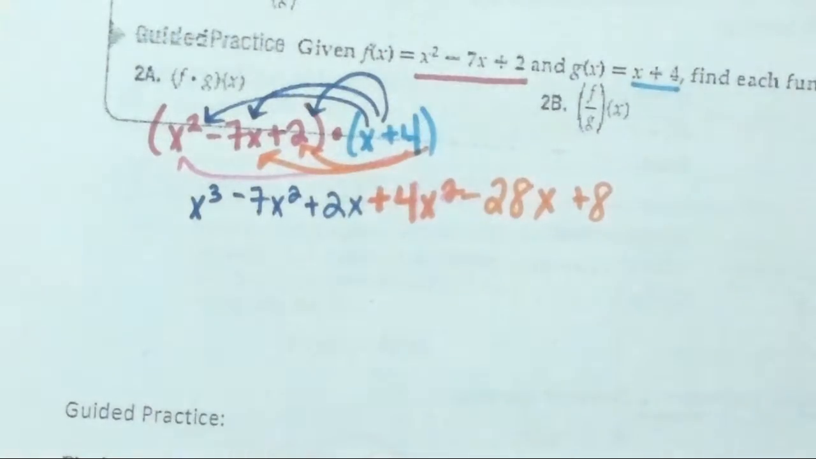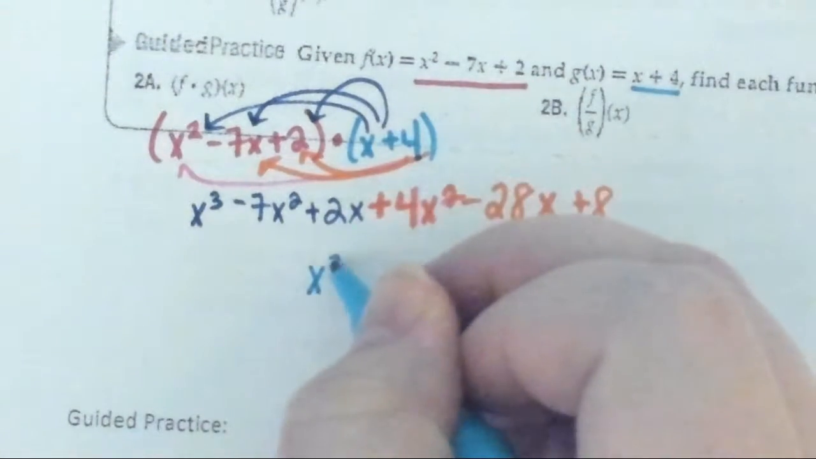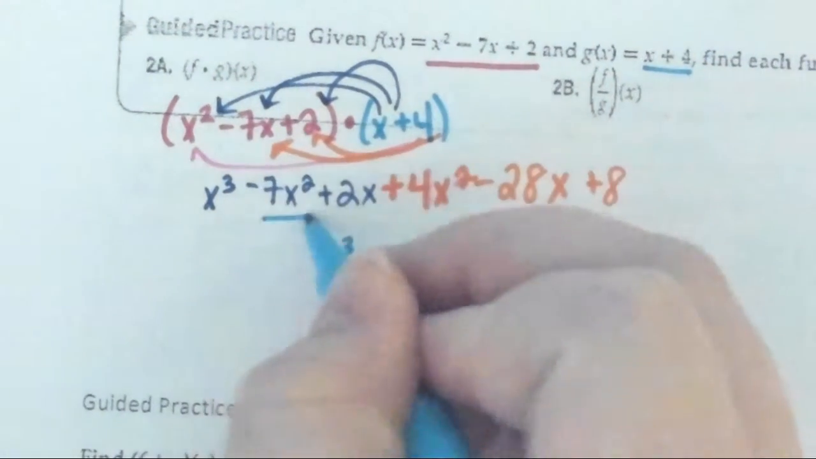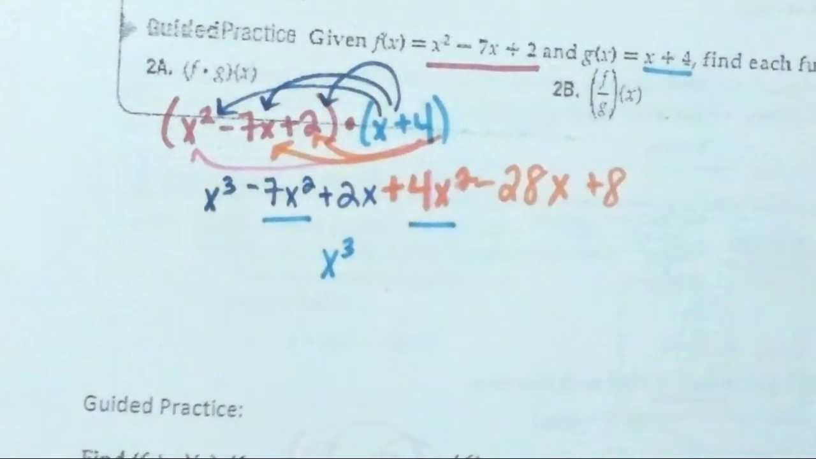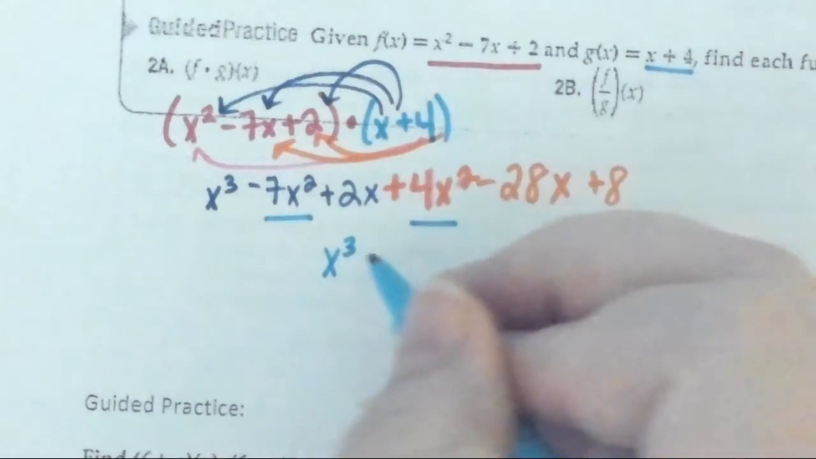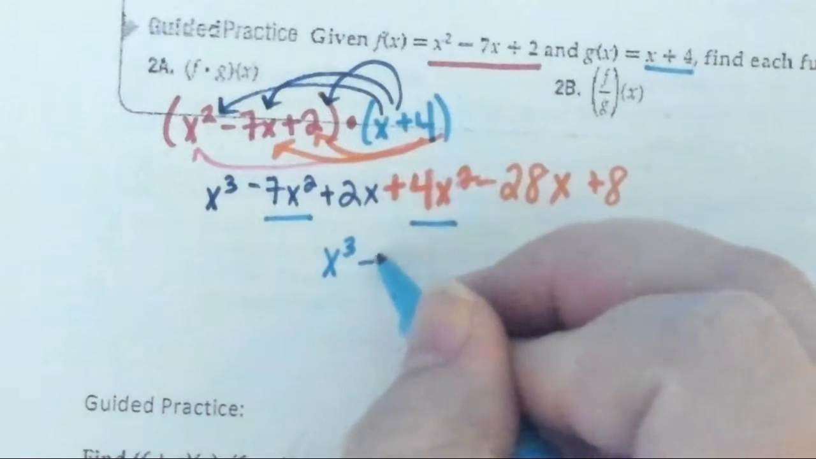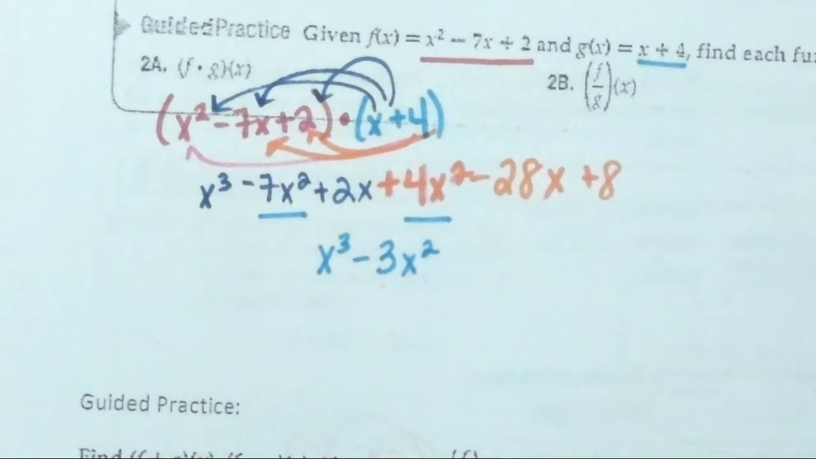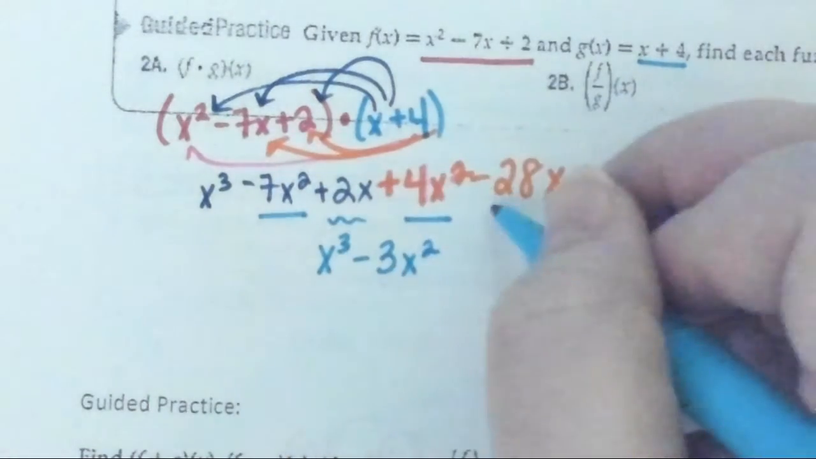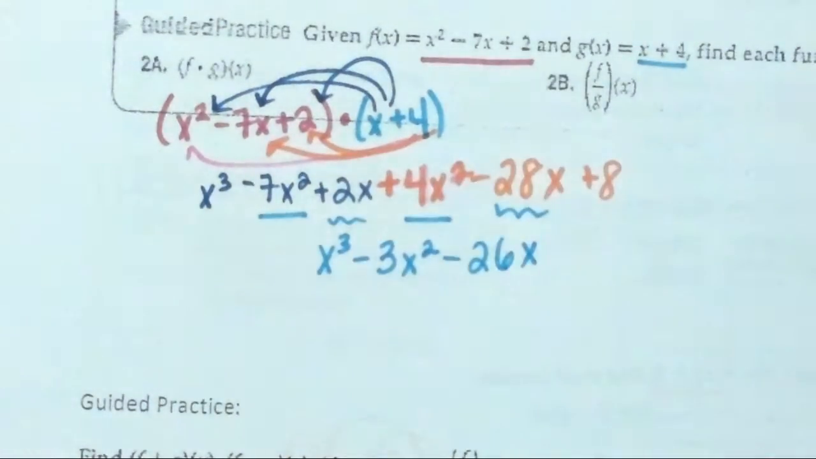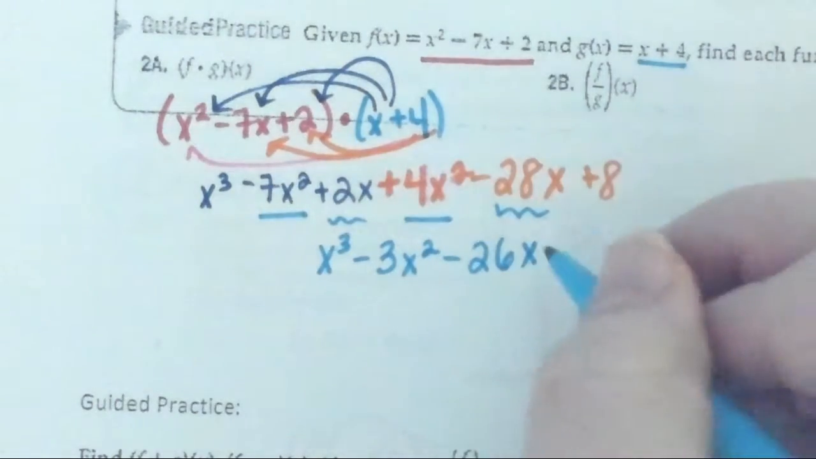So x to the third, he doesn't have a friend. But negative 7x squared and positive 4x squared go together. Negative 7 plus 4, I get negative 3x squared, good. 2x and negative 28, I get negative 26x. And last but not least, that poor 8 has to come on down.